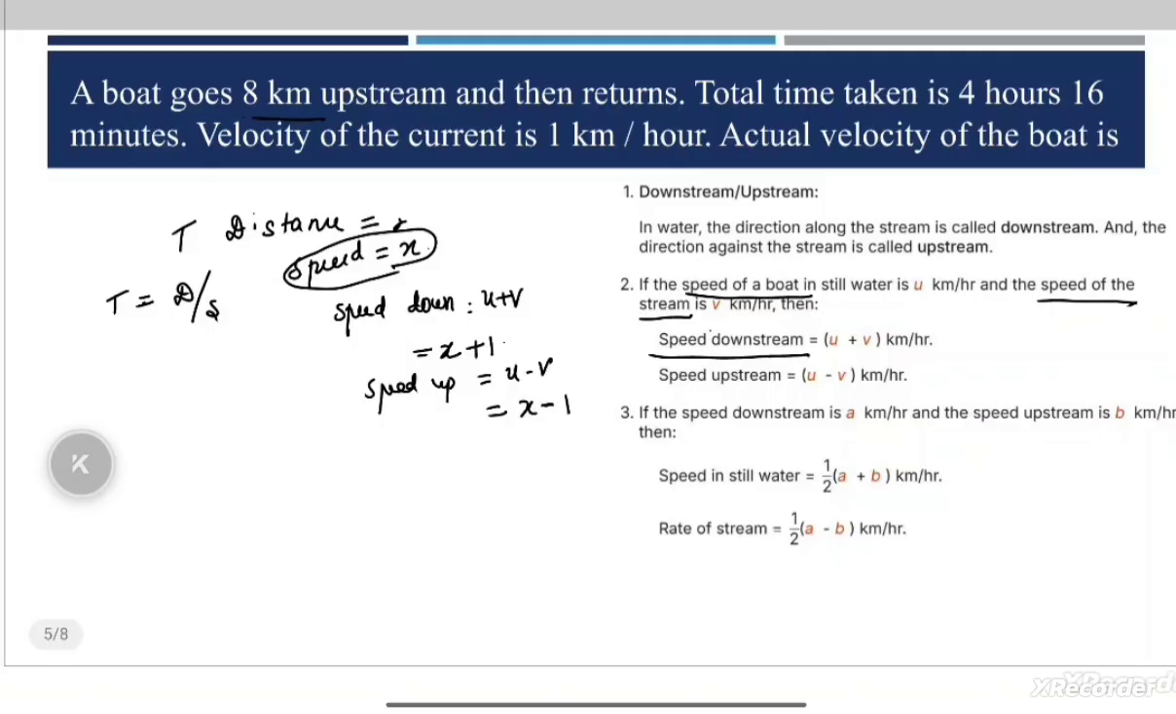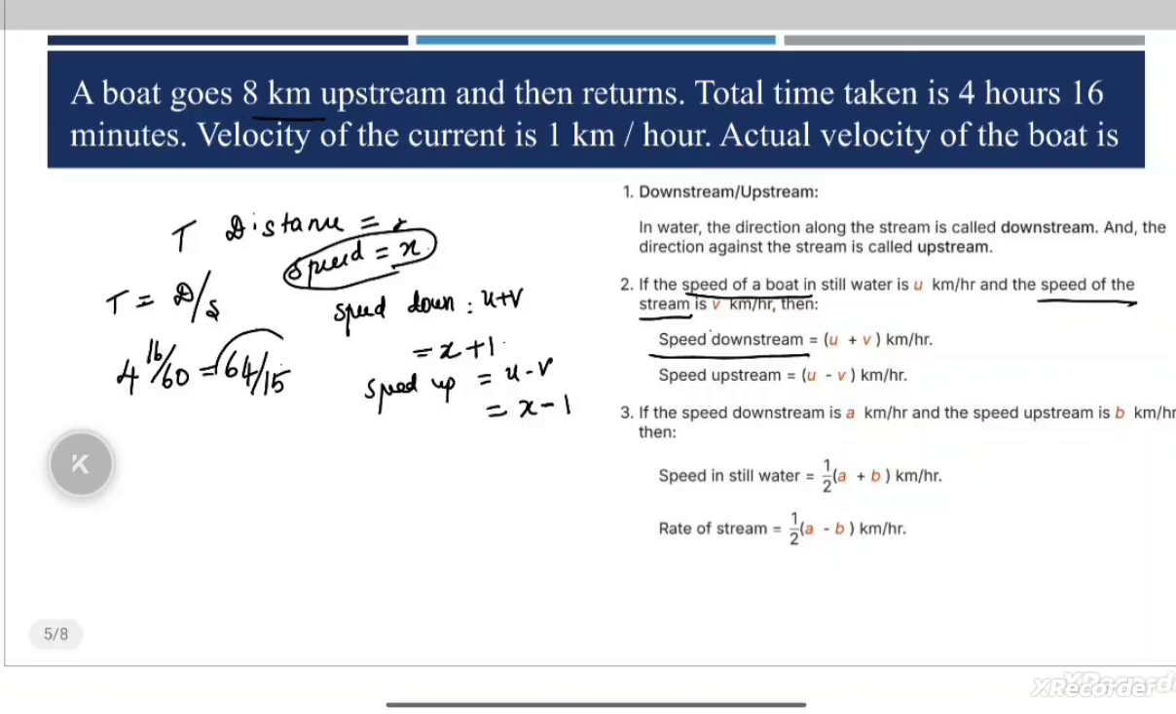And what is the total time given? It is given as 4 hours 16 minutes, right? So 4 hours 16 minutes, if you convert into hours, it will be 416 by 60, because these minutes also you're converting into hours. So cross multiply and add, and then divided by 60. So when you solve this, you'll get 64 by 15. This is the total time.